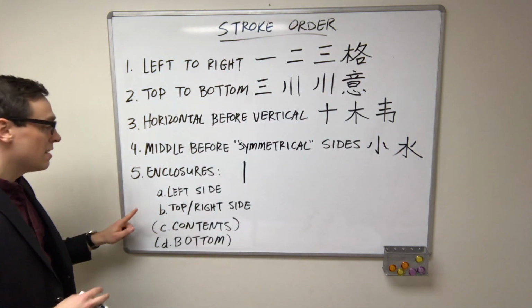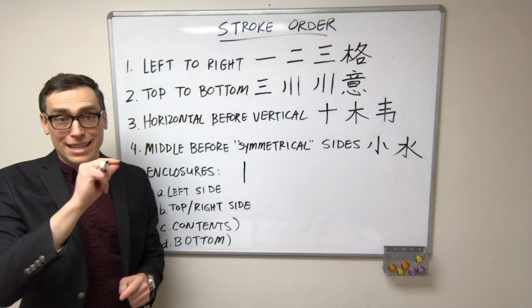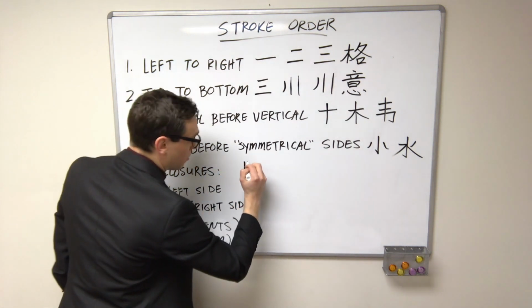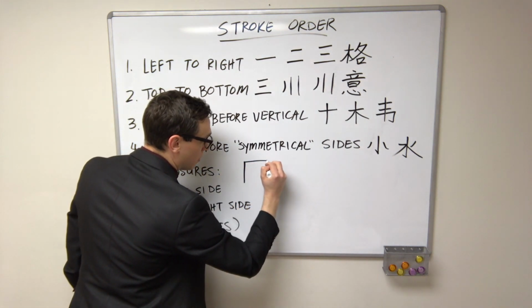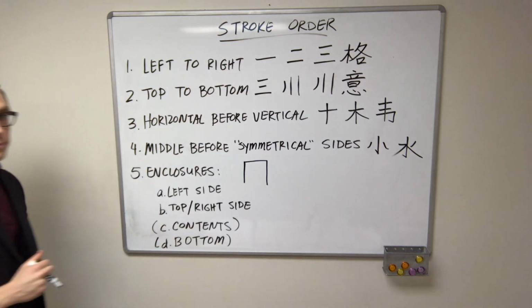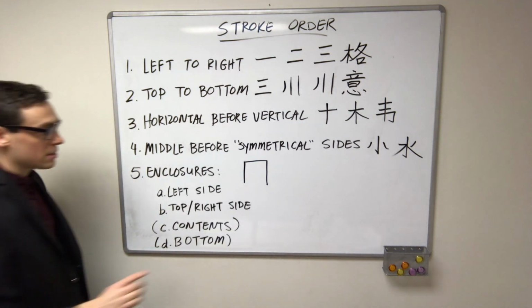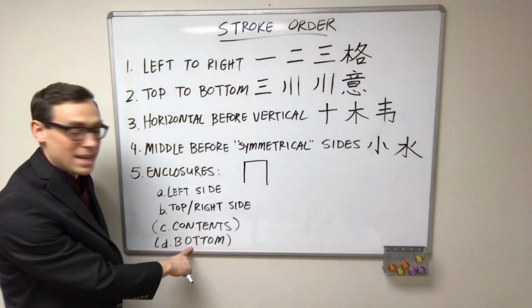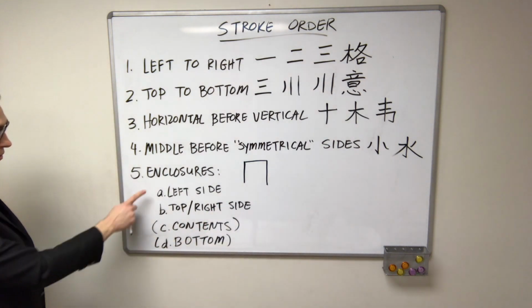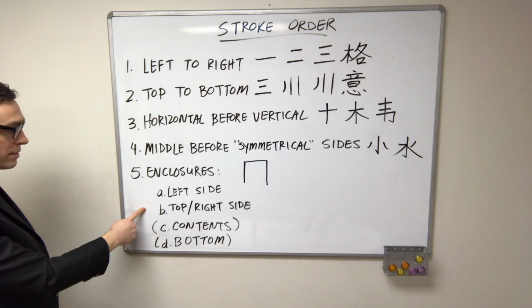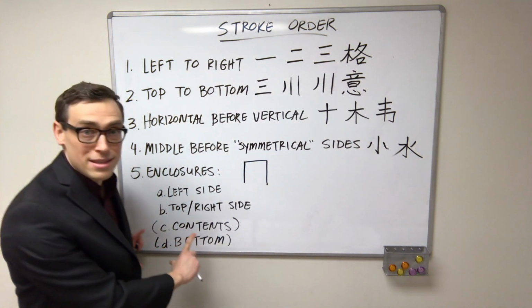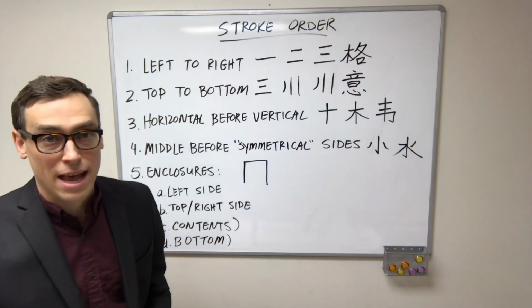What comes next? The top and the right side together without lifting your pen. This is a single stroke. So we have the top and the right side. Good. Notice it is not closed. That's going to come at the end. 好. So we have our left side, our top and right sides. Next comes contents. And I have this here in parentheses because you'll not always have contents.